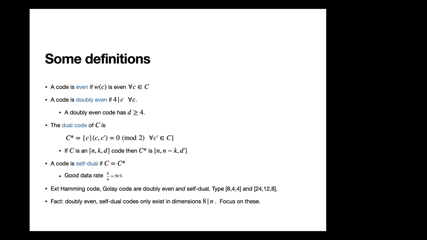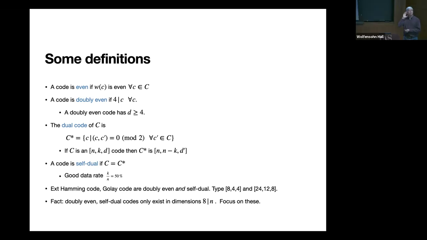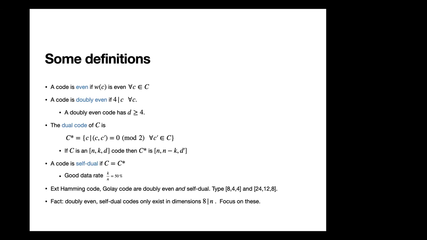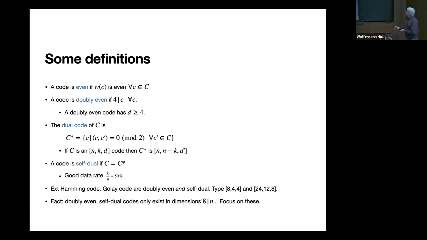Is there a misprint there? Code is doubly even if 4 divides W of C? I'm sorry, Greg, I couldn't hear that. Is there a misprint on your slide? Code is doubly even if 4 divides W of C, right? Yes, I'm sorry, you're absolutely right. 4 divides W of C.